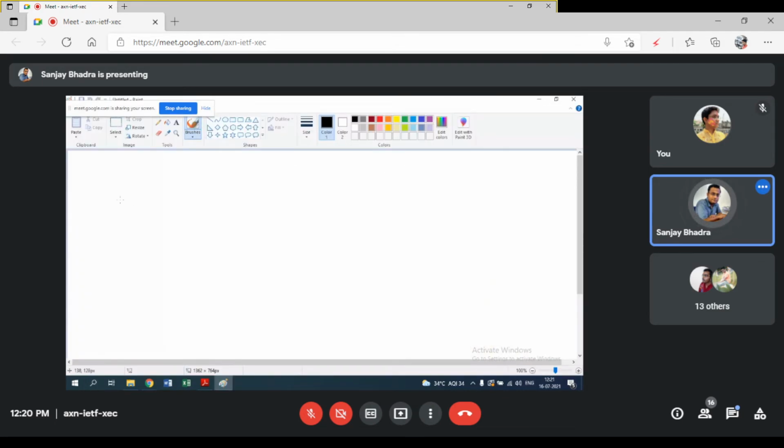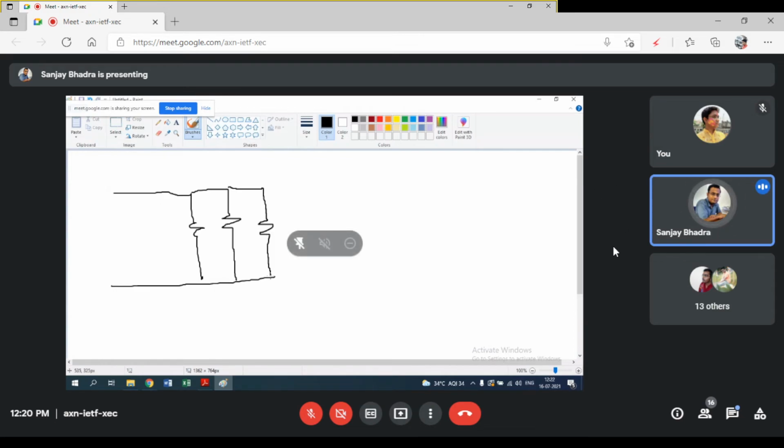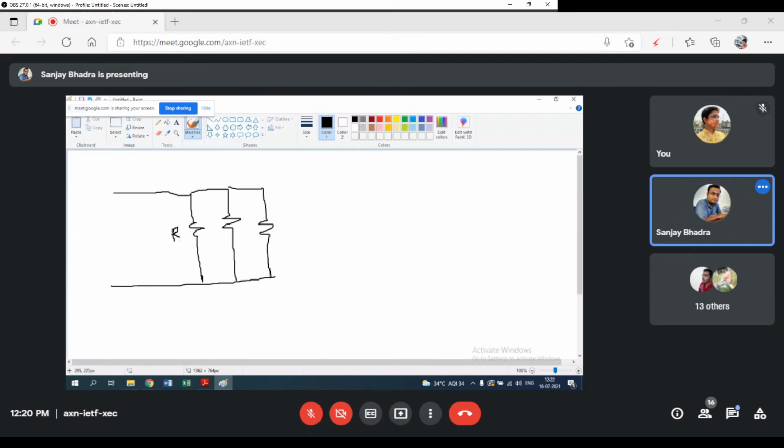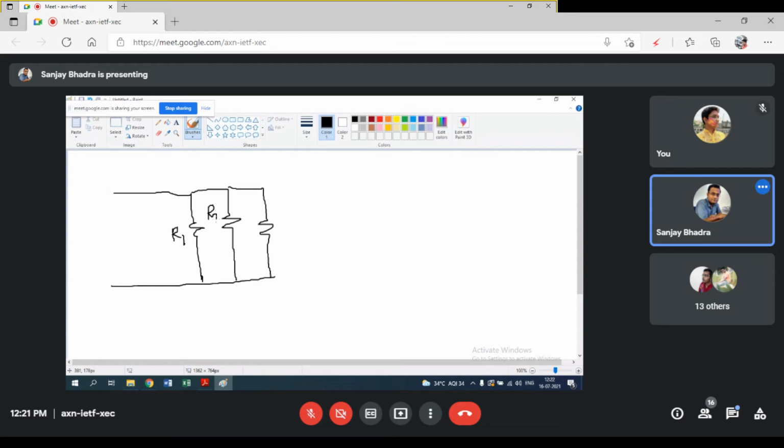Yeah, three resistances. So you have one resistance, you have another resistance, you have another resistance. You can have n number of resistances, fine. So let's say this is my R1, this is my R2, this is my R3. It's very difficult to write in paint.